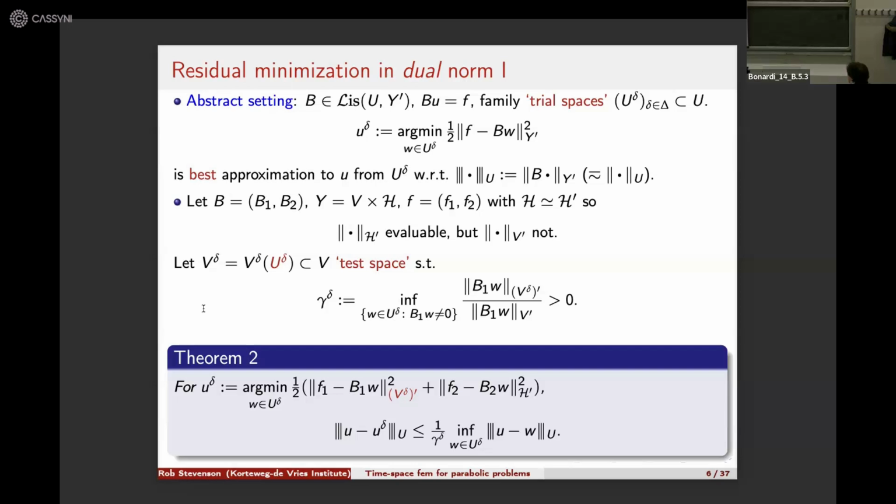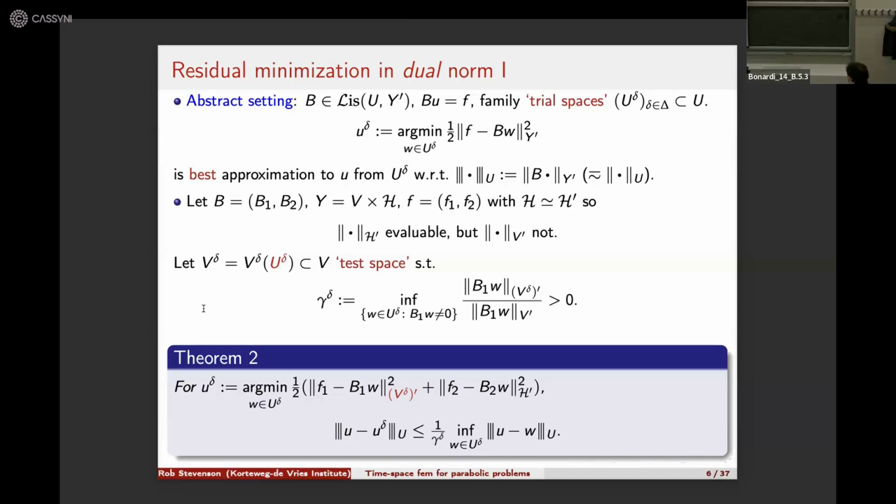So this y is a product of two spaces, and also the right-hand side has two components. I assume that h can be identified with h prime, so the h prime norm is not an issue. So this is evaluable, but this guy is not.